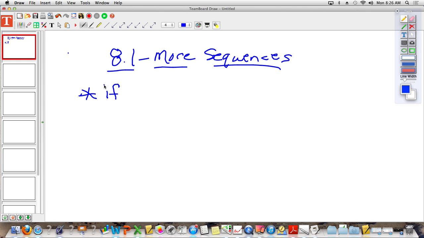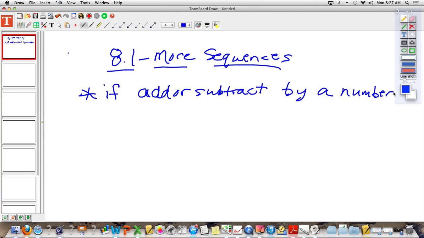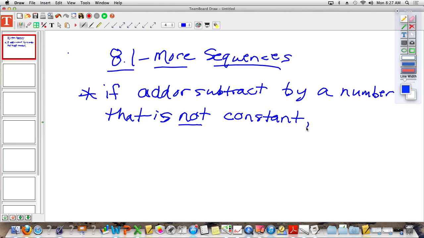If you add or subtract, if you are adding or subtracting by a number that is not constant, a sequence is going to be quadratic.